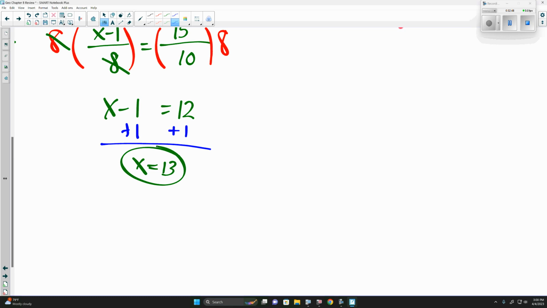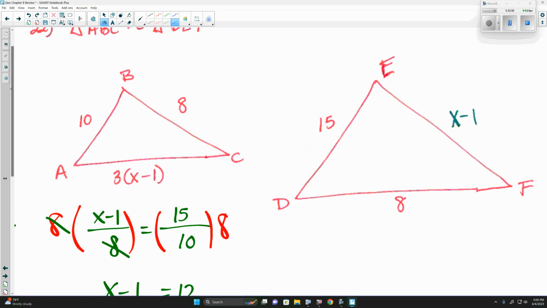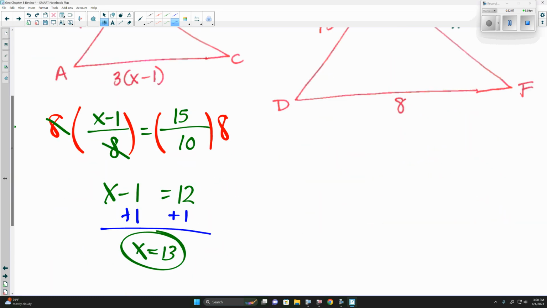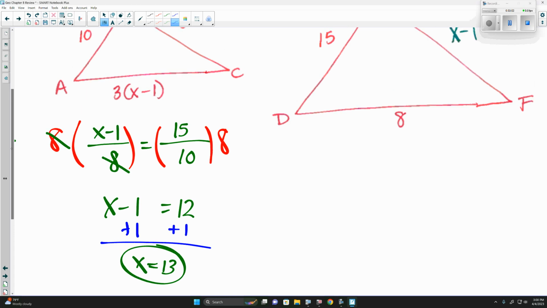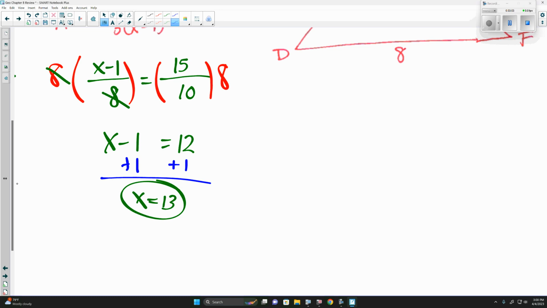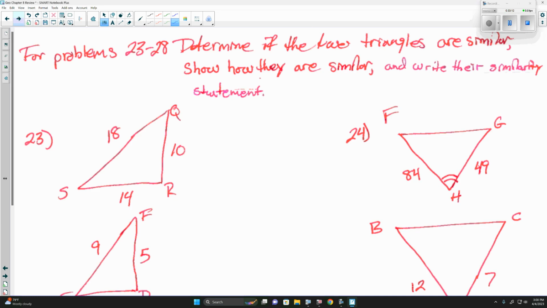For 23. 22. 22. I'll need to fix it. No, you're good. I just need to fix it, because there's a good chance that it was wrong, and it is. So 22 is 13, not 12. Questions on these here before we look at 23 through 28?